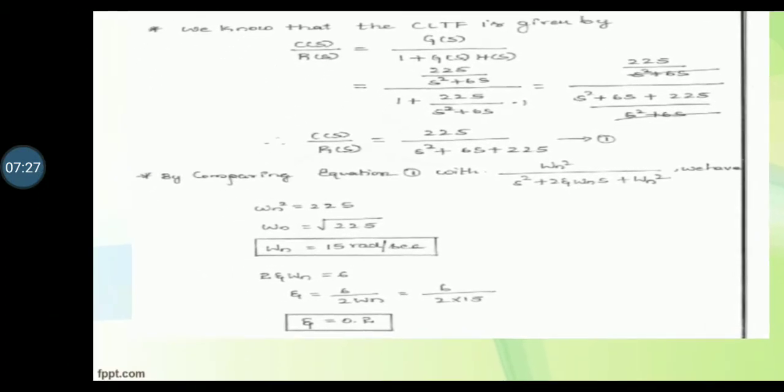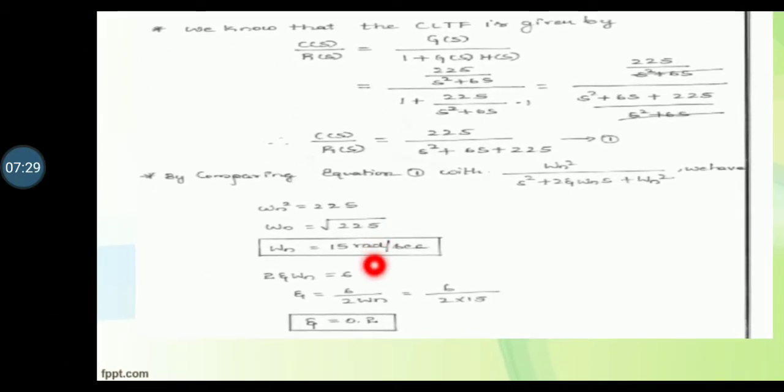Then we have 2 damping ratio omega n is equal to 6. So this represents 2 damping factor omega n s, which is 6s. So due to that 2 damping factor omega n is 6. So damping ratio will be 6 by 2 omega n, which is equal to 6 by 2 into 15. Due to that the damping ratio is 0.2.